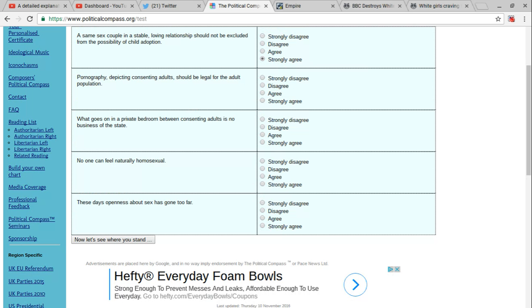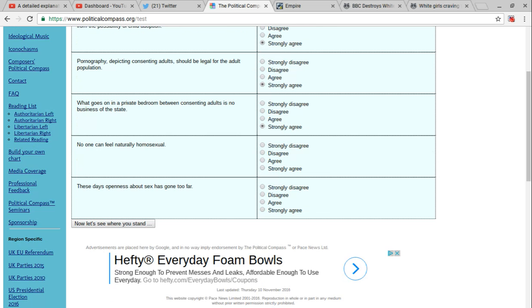Pornography depicting consenting adults, as if it's depicting non-consenting adults ever. At least I've never seen one depicting non-consenting adults, and I've watched some messed up stuff, man. I've watched some messed up porn in my life. I got porn tabs right here. Depicting consenting adults should be legal for the adult population. Yeah! Get some gay interracial midget porn going on here, man. They're consenting adults. What goes on in a private bedroom between consenting adults is no business of the state. As long as it's legal, sure.